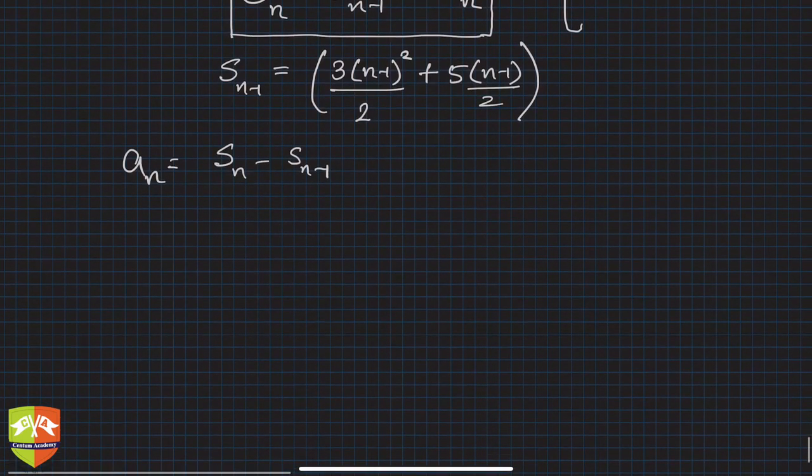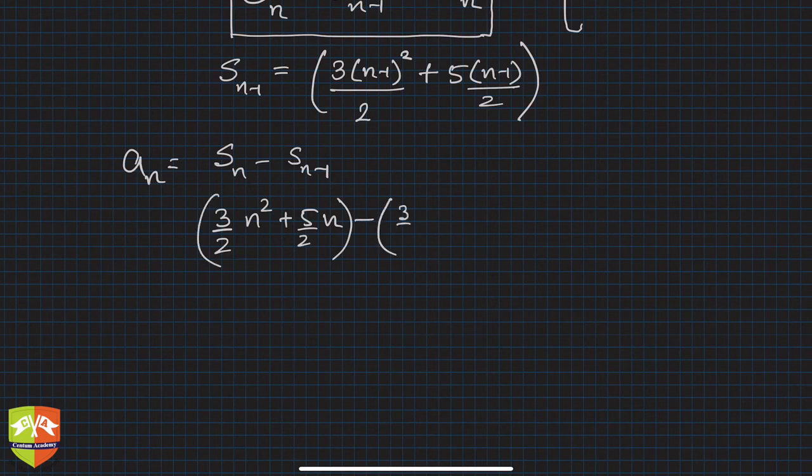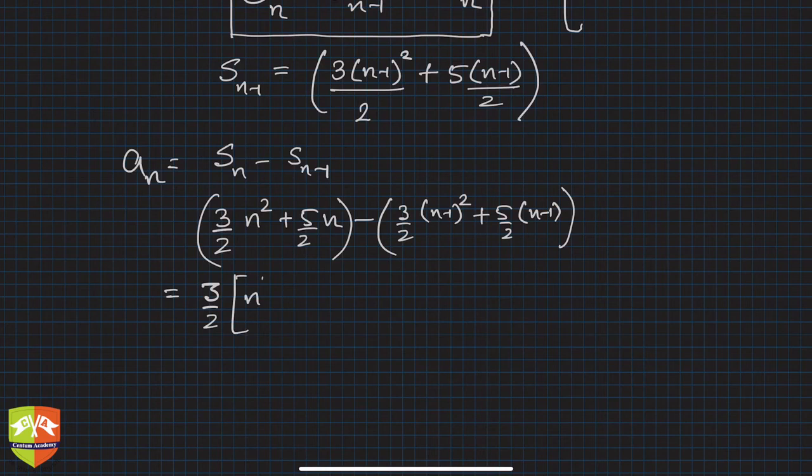So we'll write the expressions. It is 3 by 2 n square plus 5 by 2 n, minus 3 by 2 times n minus 1 squared plus 5 by 2 times n minus 1. Now you can club 3 by 2 together, and what will be left is n square minus n minus 1 whole square. Correct? And this one is plus 5 by 2 times n minus n minus 1.